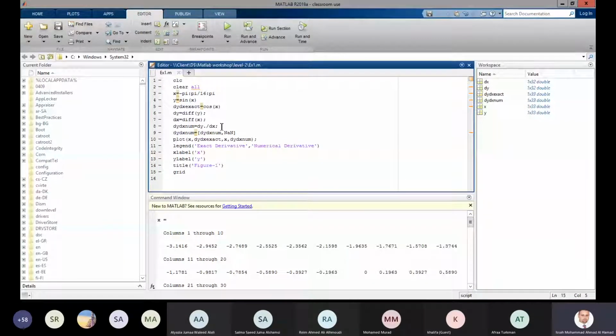Okay, can you see my screen now? Yes, we can.